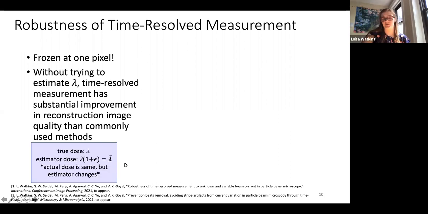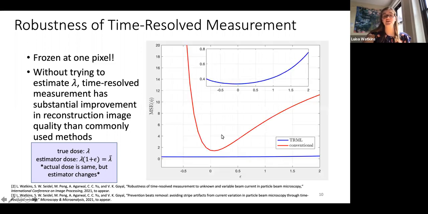So for this example, I will be using, as I've mentioned, the true dose is lambda, so that's the beam current, versus what the estimator thinks it is, which I'll be calling lambda bar, which is just off by this error value epsilon. So here, if we look at this plot, I have a plot of the MSE, which is mean square error. It's just a measurement of how much we're off of the true value of eta.